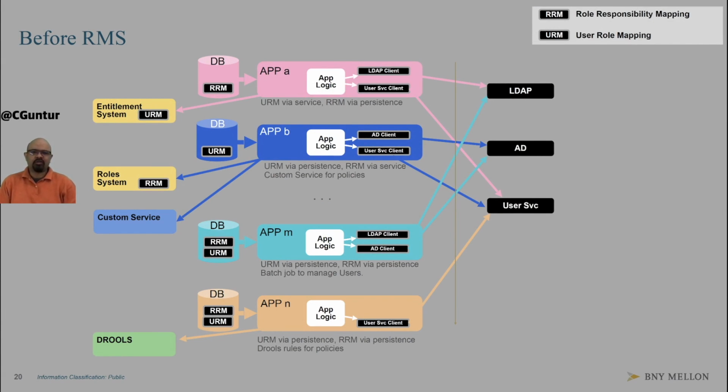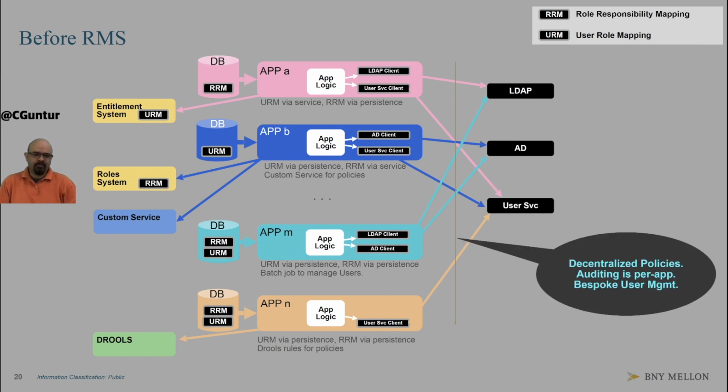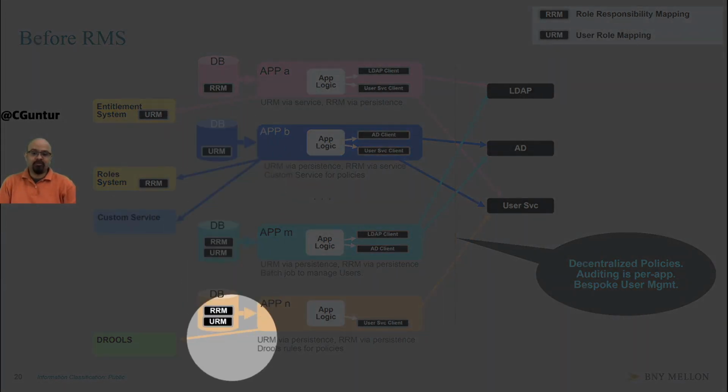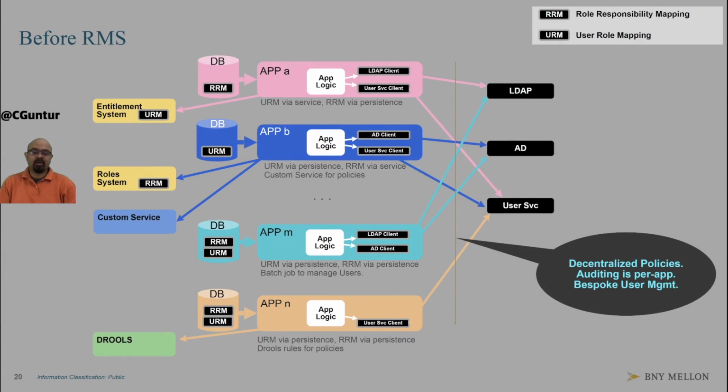What are the drawbacks of using all these different techniques? You notice that your policies are decentralized. You notice that auditing is now on a per application basis because everybody does things differently. And user management is extremely bespoke, especially in examples 2, 3, and 4, where user role mappings are localized in your own database. How do we go about solving this? Let us visualize the solution.